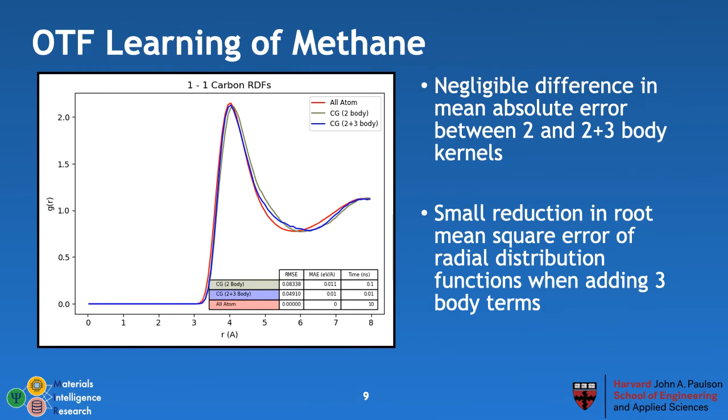When we do an on-the-fly simulation of our coarse-grained methane model, we can indeed see that the 2 and 2 plus 3 body models replicate the all-atom radial distribution function between carbon sites very well. As expected, there's little difference between the performance of either of these models, as can be seen in the root mean square errors of the RDFs. We note also that their mean absolute errors are both quite small at around 10 MeV per angstrom.